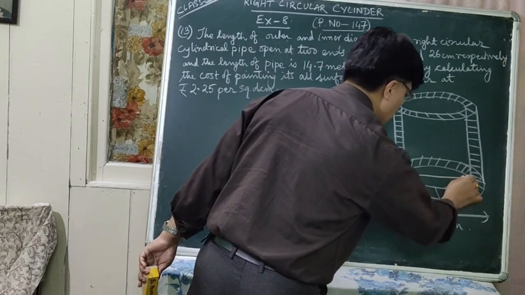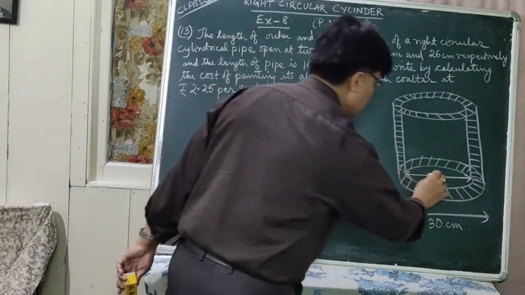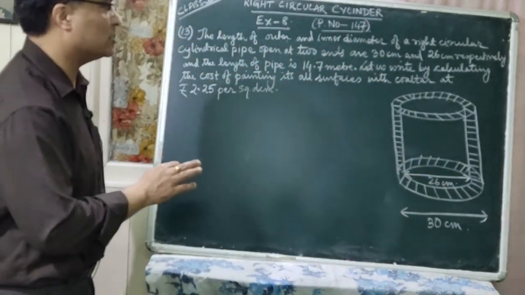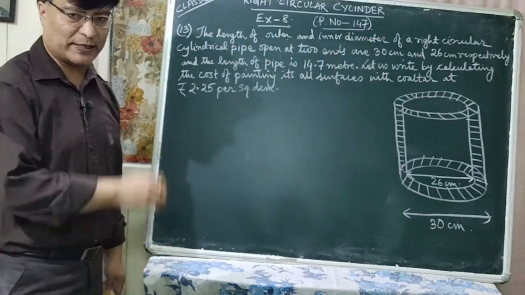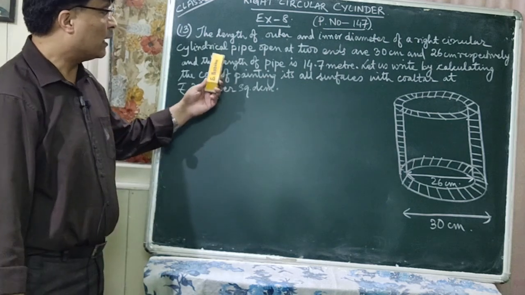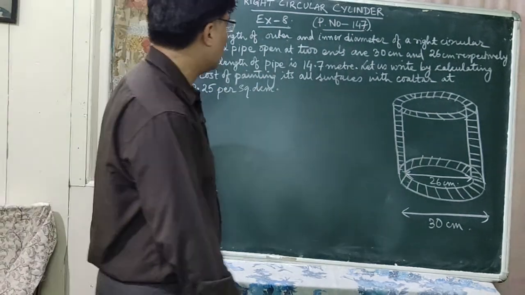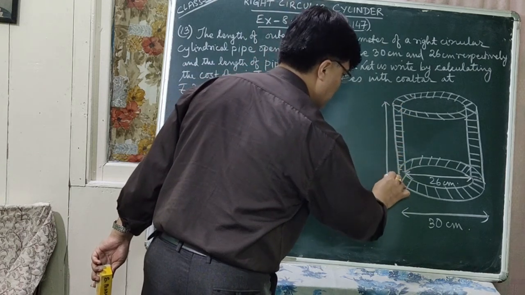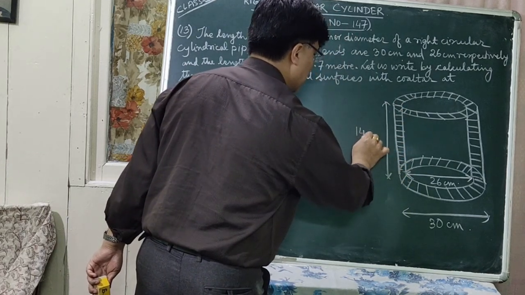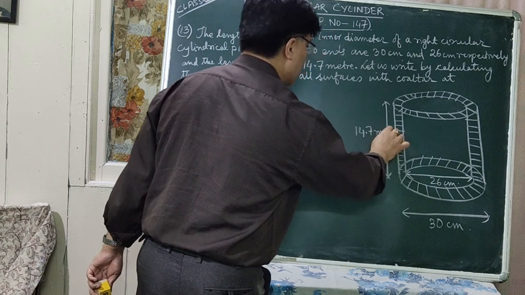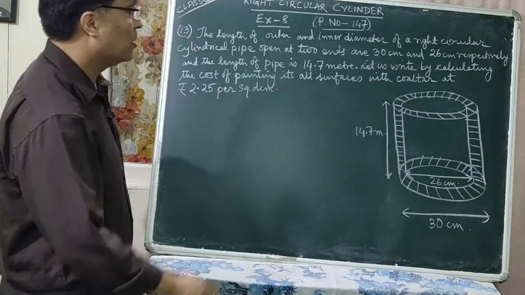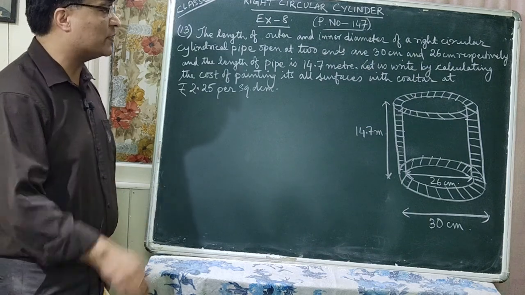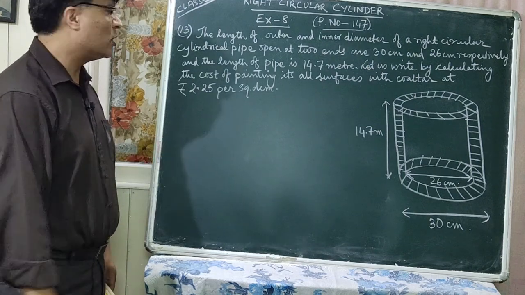So its inner diameter is 26 centimeter. Its inner diameter is what? It is 26 centimeter respectively. And what is the length of the pipe? It is 14.7 meter. So this is the length of the pipe. It is given as 14.7 meter. So let us write by calculating the cost of painting its all surfaces with coal tar at rupees 2.25 per square decimeter.